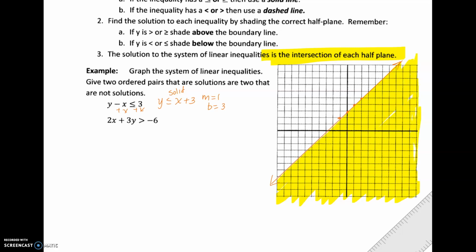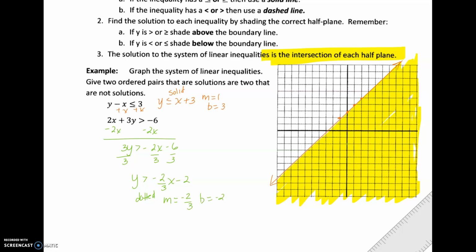Now I'm going to go ahead and do my other inequality in green. 2x plus 3y is greater than negative 6. I'll subtract my 2x. I have 3y is greater than negative 2x minus 6. I'll divide by 3. y is greater than negative 2/3 x minus 2. This is going to be a dotted line, because it's just greater than. My slope is negative 2/3 and my intercept is negative 2.